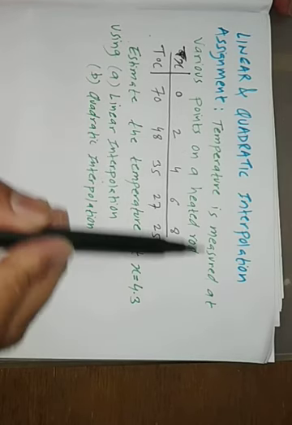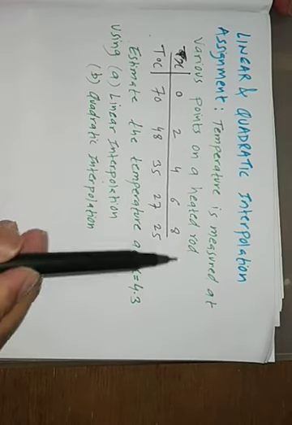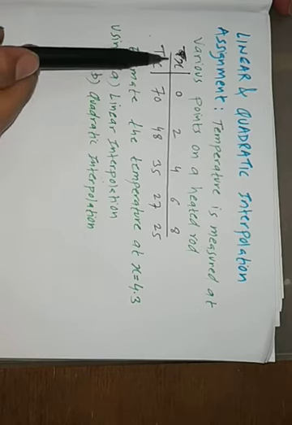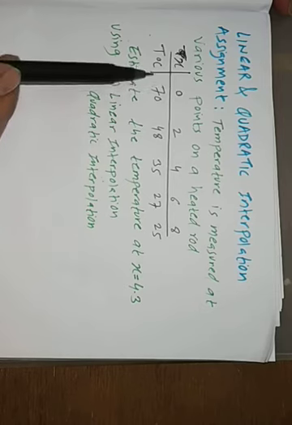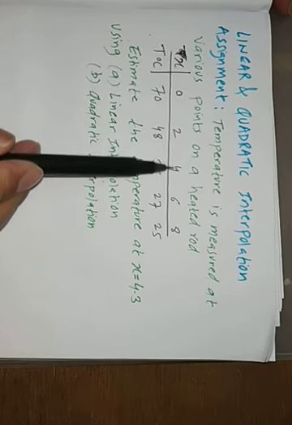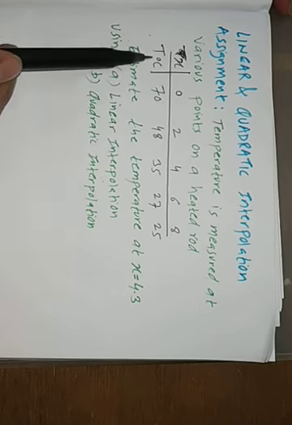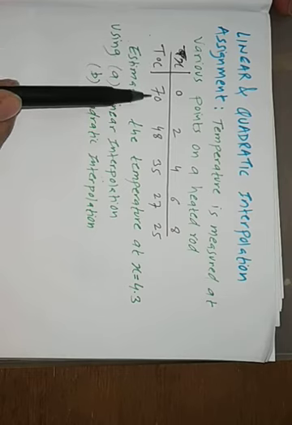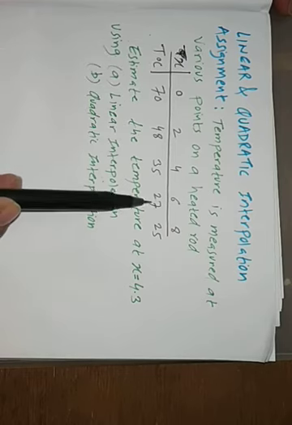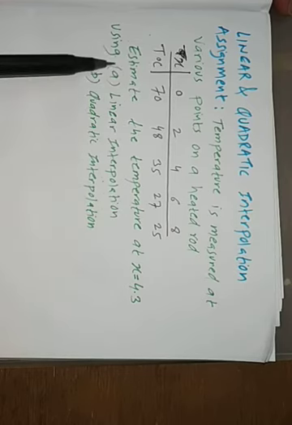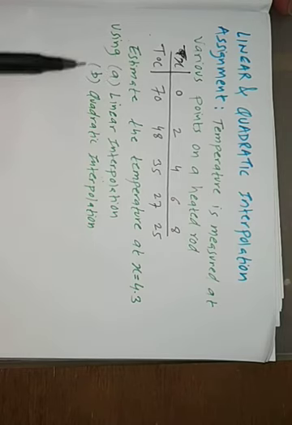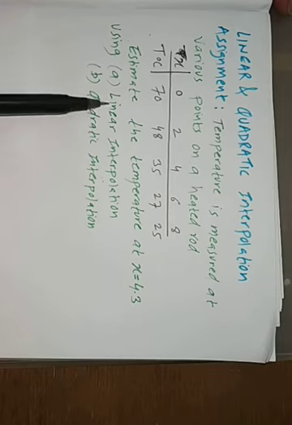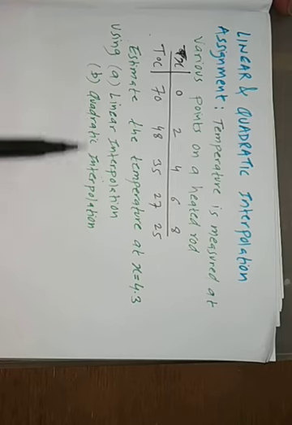So you take one assignment problem on linear and quadratic interpolation. Temperature is measured at various points on a heated rod. So x means the distance from the base of the rod. It is 0, 2, 4, 6, 8, and temperature in degrees centigrade is 70, 48, 35, 27 and 25. Estimate the temperature at x equal to 4.3 using linear interpolation, second quadratic interpolation.